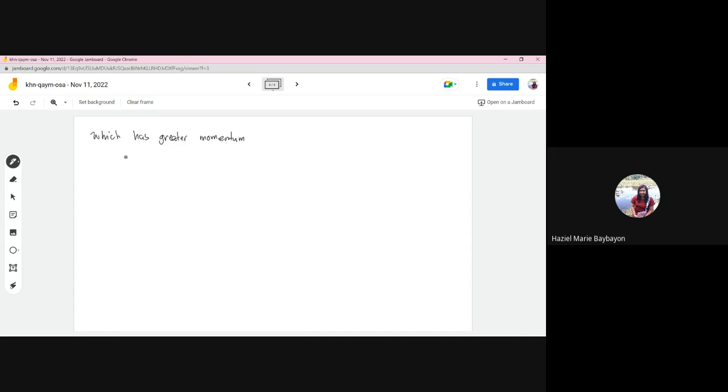So you have two options. A 145-gram baseball traveling at 40 meters per second, or a 45-gram golf ball traveling at 67 meters per second.